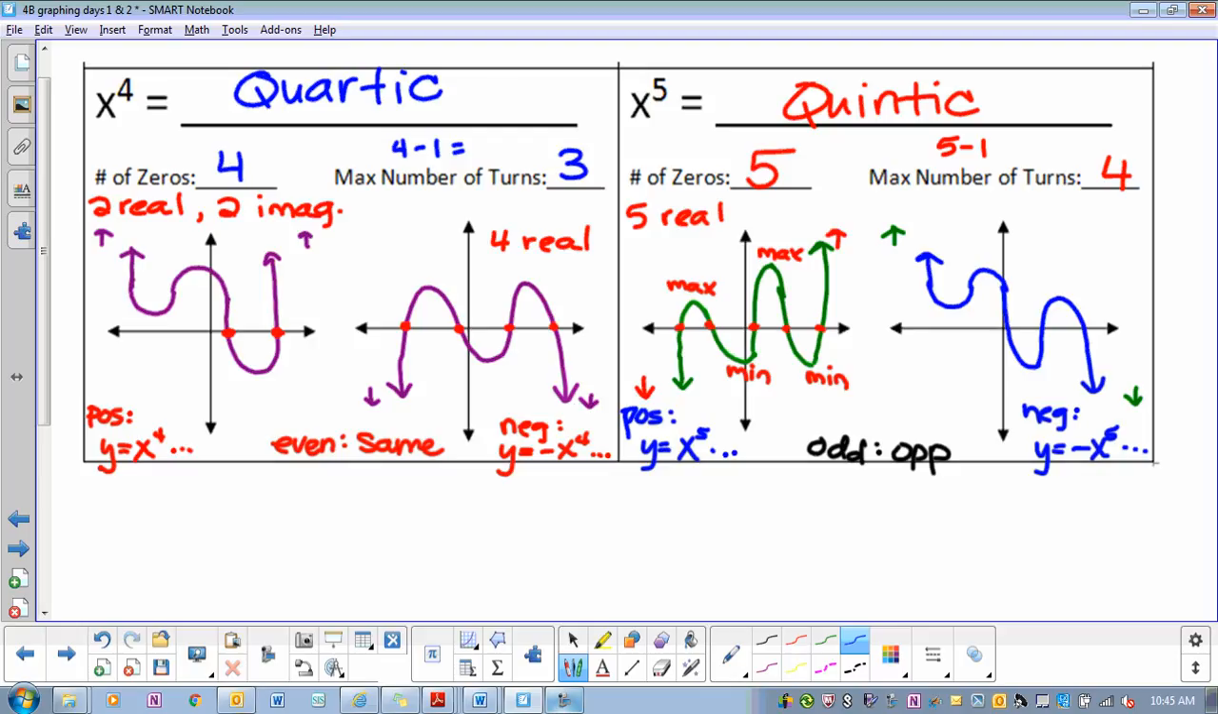Are we okay with this? How many real zeros do I have? 3. 1, 2, 3. 3 real. Well, if I have 3 real, how many imaginaries do I have? 2. Why? They have to add up to give you what?